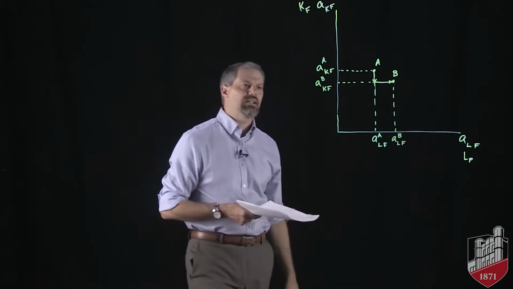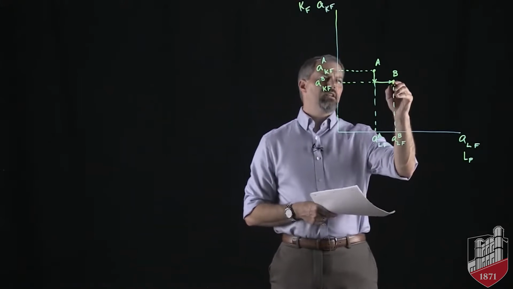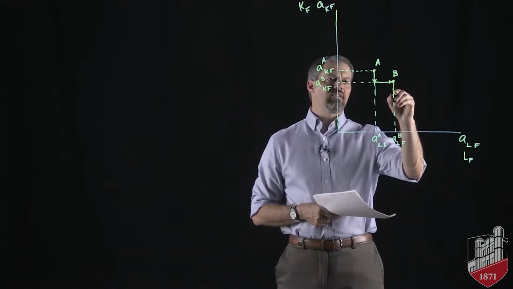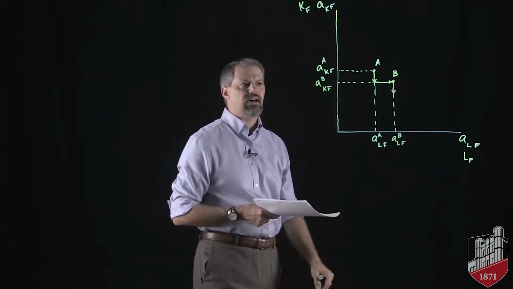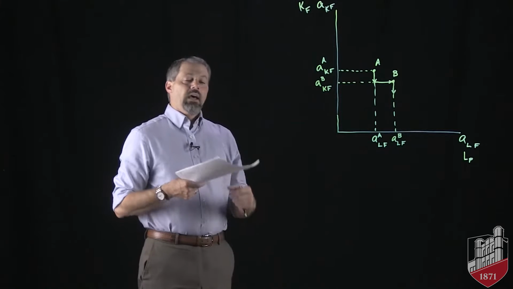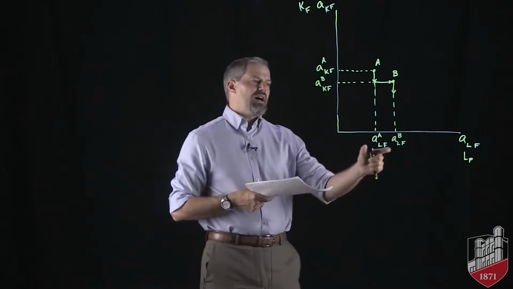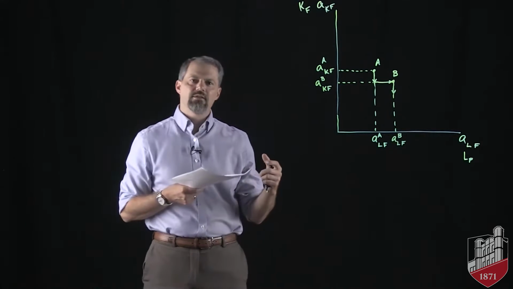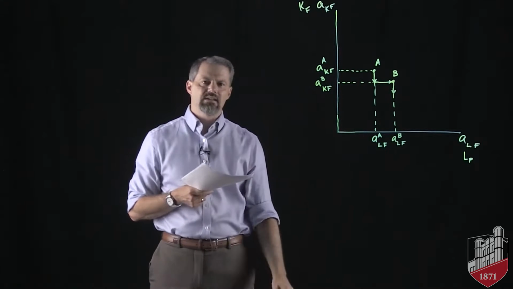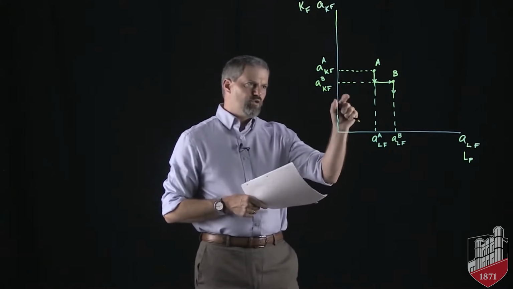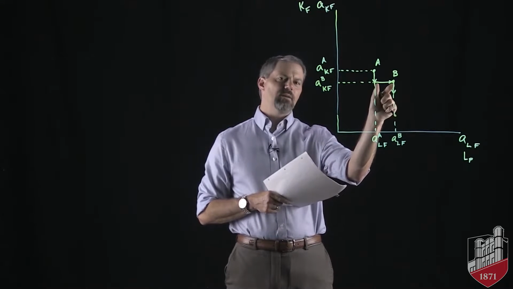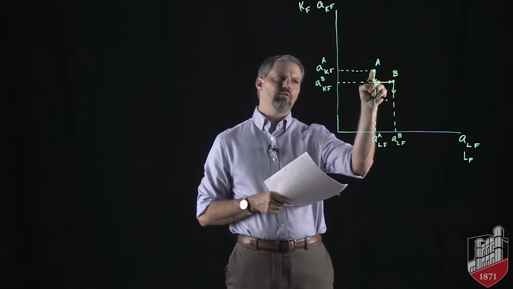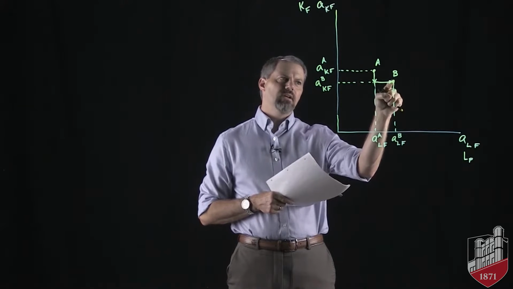Now let's do that again. Let's think about decreasing the amount of capital by the same amount. So I'm going to draw a little arrow down here that's the same distance as that one. And we'll be able to increase the amount of labor, but now let's think about how much labor we're going to have to increase by this time. You should be able to understand pretty easily that we're going to have to increase labor by more than we did when we moved from point A to point B.